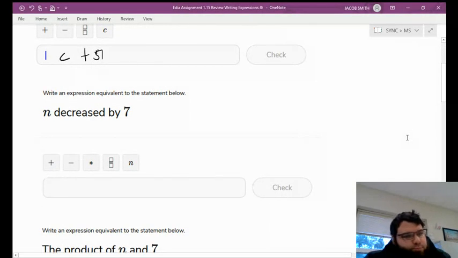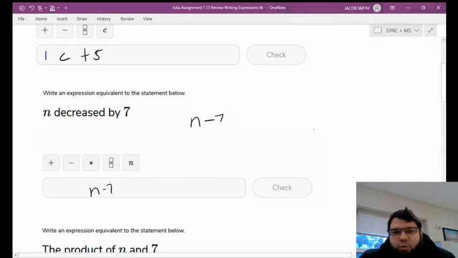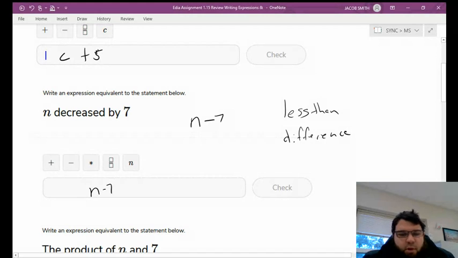So next one is n decreased by 7. So how would you write that? That means we have some number n, but now we took 7 away from it. So that's going to be 7 minus n. Other subtraction words might be less than, difference, right?